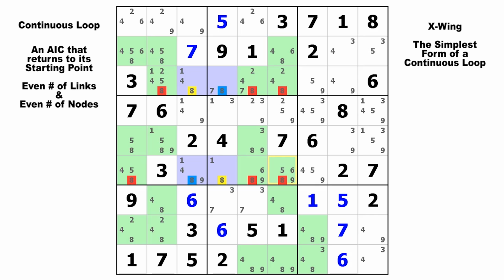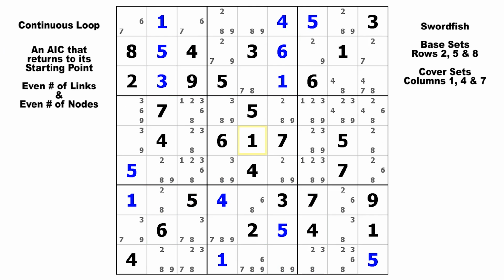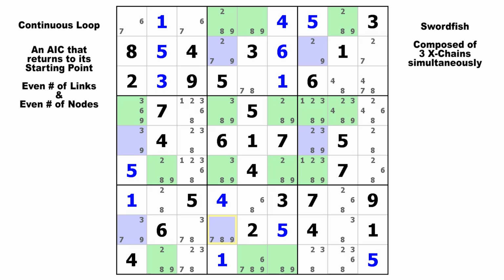Now let's take a look at how this applies to a swordfish. All right, let's turn on the filter for candidate 9, and we've got a swordfish in rows 2, 5, and 8. And luckily, there's a conjugate pair in each of the base sets, and that's going to allow us to make 3 separate X chains. So let's start on this 9 in row 2, column 4, and we have a strong link, a weak link, a strong link, a weak link, and a strong link. Okay? So that means there is an effective strong link between these two 9s in column 4.